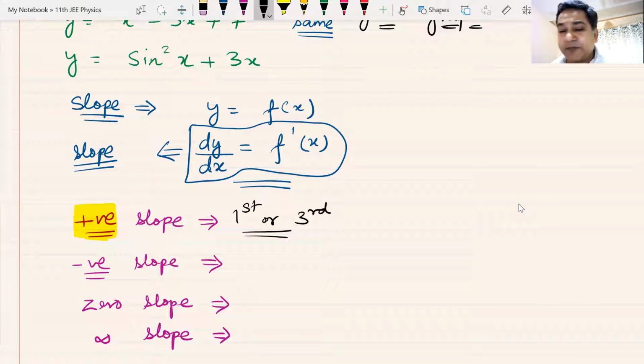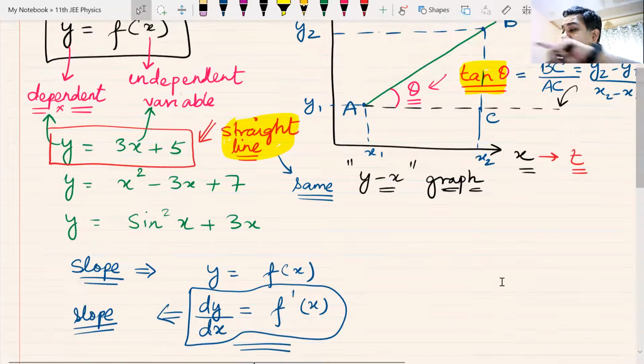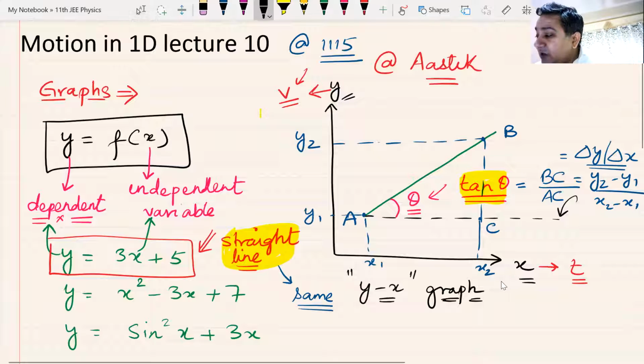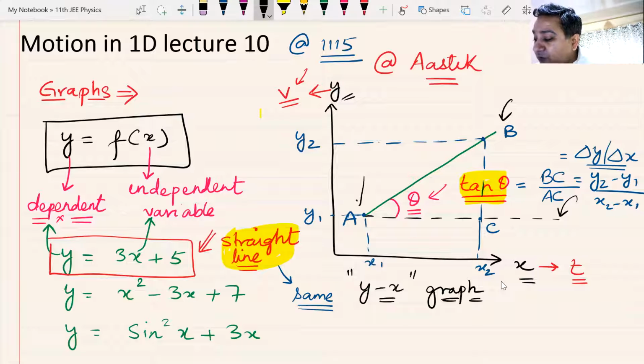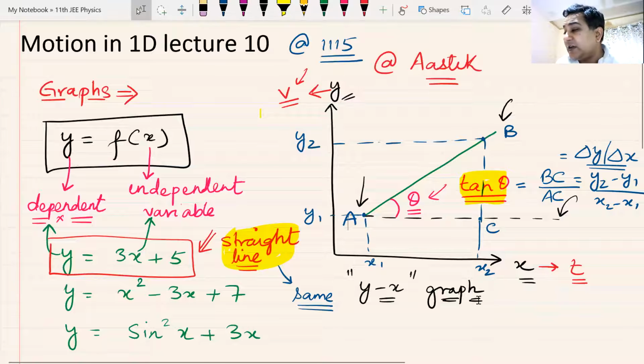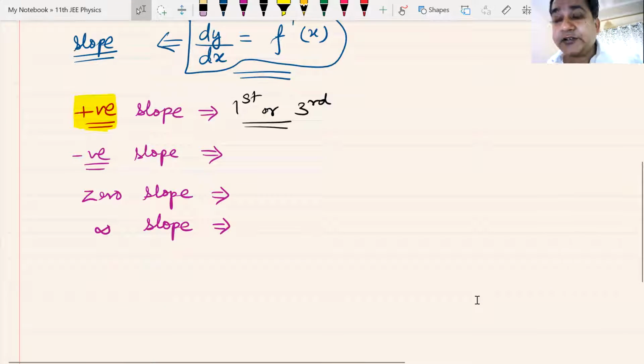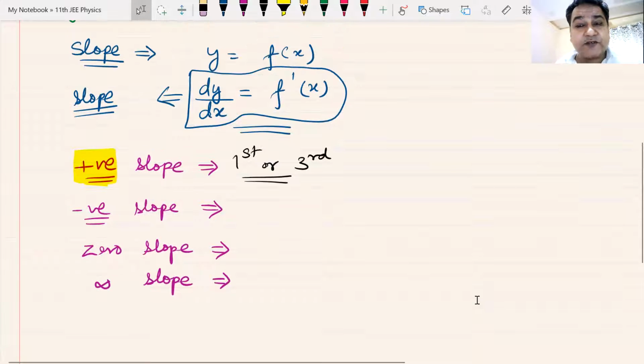Okay, but that does not make me understand. The graph would be like this. I have to understand it looking at this point. What is happening from here to here? That is how I will understand graphs in physics. I may not be able to understand whether they are lying in the first or the third quadrant. Please mark my words. You may not be able to understand in which quadrant they are lying.